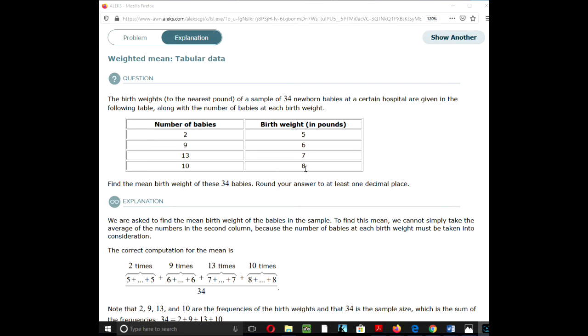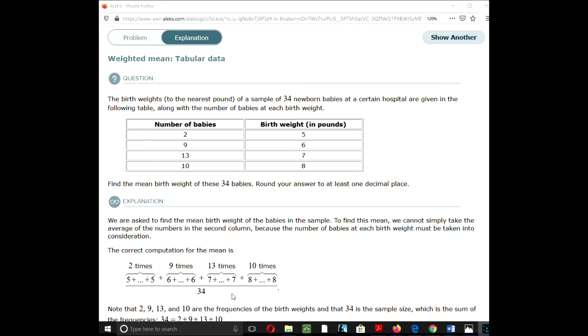So in order to find the mean, you would have to add up all of these numbers. So it would be 5 plus 5 for the 2 babies, and then for the 9 babies, you would have to add 6 plus 6 plus 6 plus 6 plus 6, 9 times. And then for the 13 babies, 13 babies weigh 7 pounds, so you would add up 7 plus 7 plus 7 and so forth until you get to 13 of those. And then for 10, you would do the same thing. You would say 8 plus 8 plus 8 till you get to 10. You would have those 10 times, right?